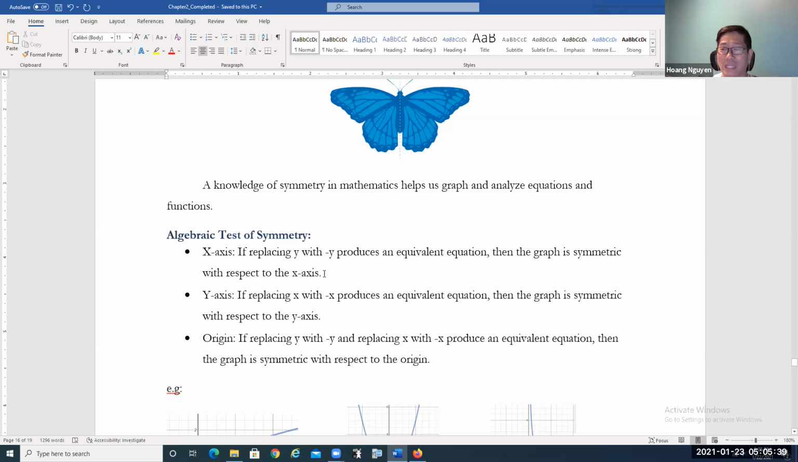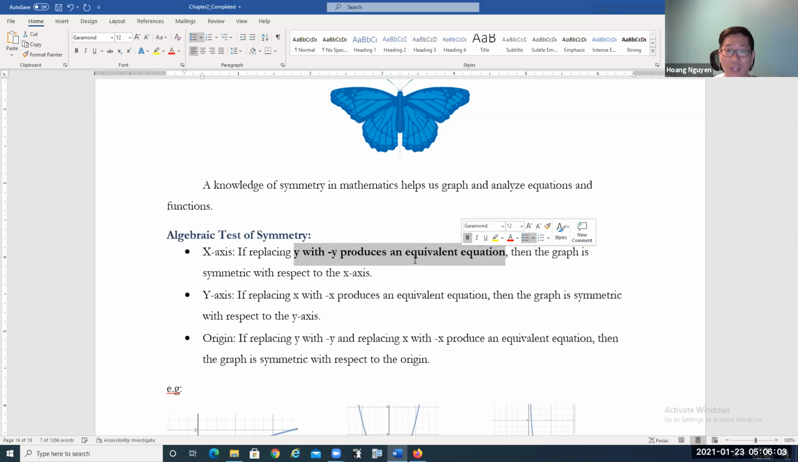How do we determine if a graph or an algebraic equation will be symmetric with respect to the x-axis? If replacing y with negative y produces an equivalent equation, then the graph is symmetric with respect to the x-axis. So you replace y with negative y, and if it produces an equivalent equation, we get symmetry with respect to the x-axis.